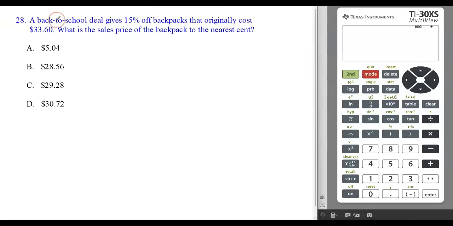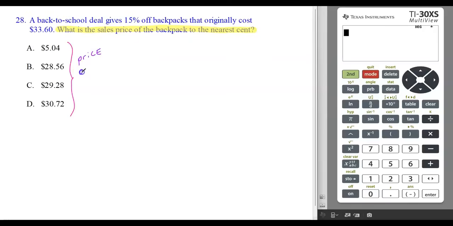Question 28. A back-to-school deal gives 15% off backpacks that originally cost $33.60. What is the sales price of the backpack to the nearest cent? Good time to highlight that final question. Asking for the sales price or the new price after the discount. So that's what our answer choices represent. Price after discount. That's what the sales price means.